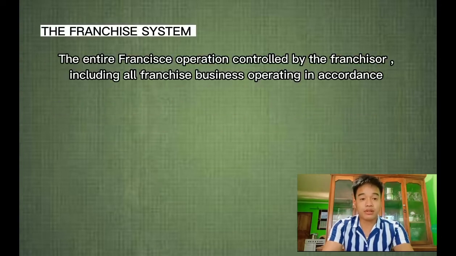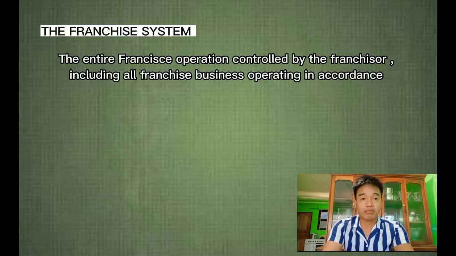The franchise system means the entire franchise operations controlled by the franchisor, including all franchise businesses operating in accordance with the business system and using the intellectual property.